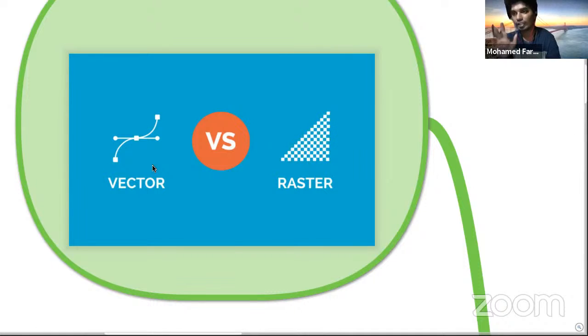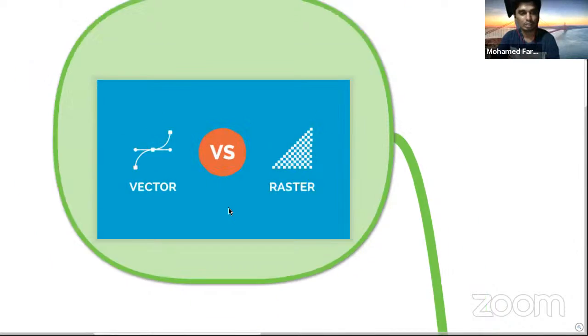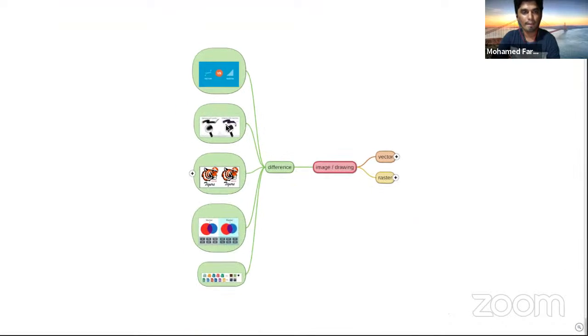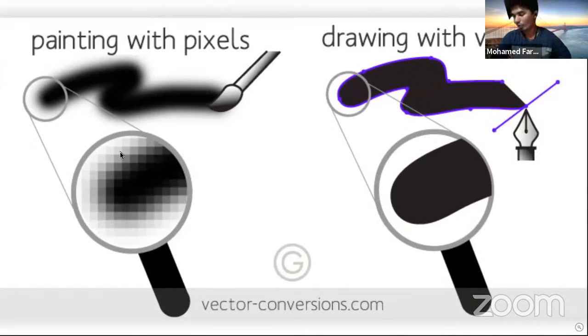So if you zoom in, you will see the pixels break. Your resolution will break. But in vector, whenever you zoom, it won't break. You will get a sharp image. That is vector and raster. If you see here, on the left hand side, they are drawing with a brush. If you zoom in, you can see the pixels breaking. But on the right hand side, in the vector, you can see they are connecting the points. In the violet color line, you can see the points. But if you zoom, it won't break.